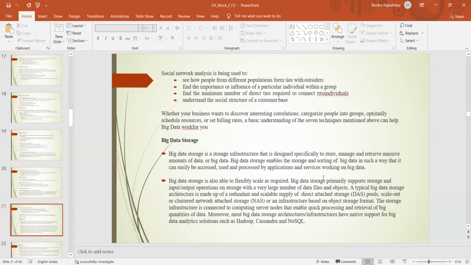A typical big data storage architecture is made up of a redundant and scalable supply of direct attached storage pools, scale-out or clustered network attached storage, or an infrastructure based on object storage format. The storage infrastructure is connected to computing server nodes that enable the quick processing and retrieval of big quantities of data. Most big data storage architectures support big data analytics solutions such as Hadoop, Cassandra and NoSQL.